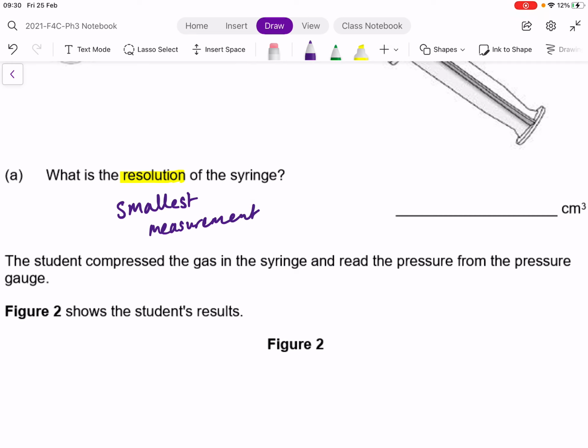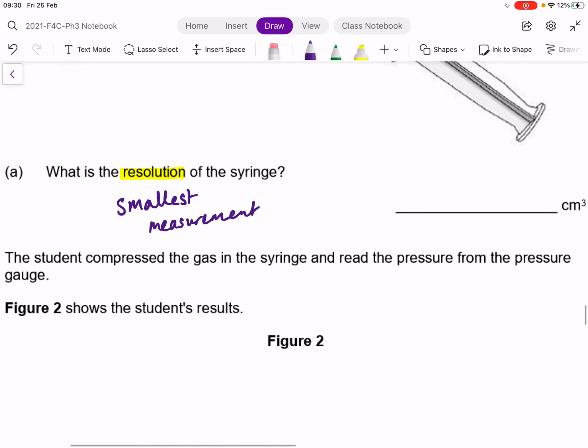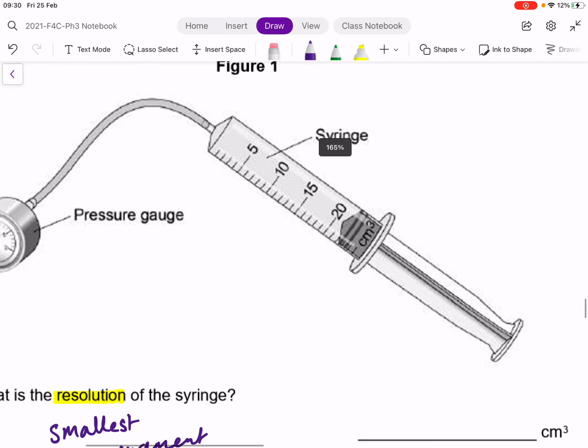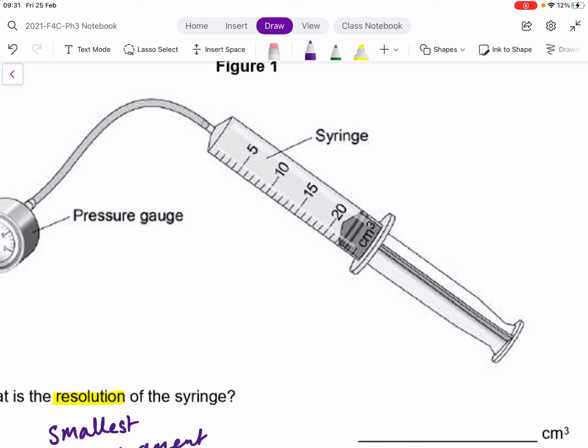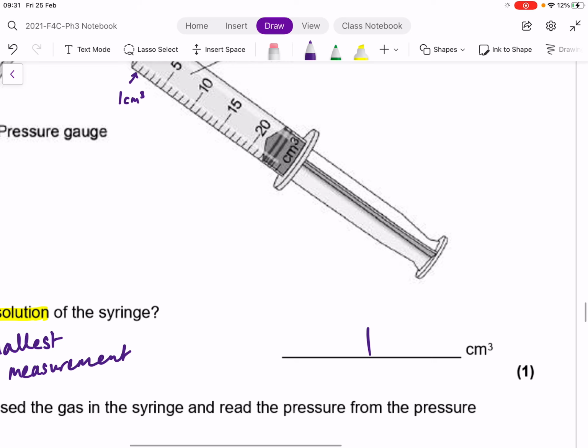There's a more rigorous definition, which you can look at on the AQA website. But right now, I'd rather just get you the idea. What's the smallest amount you could measure with this? Well, it's actually 1 centimeter cubed, isn't it? And so that's the answer, 1.